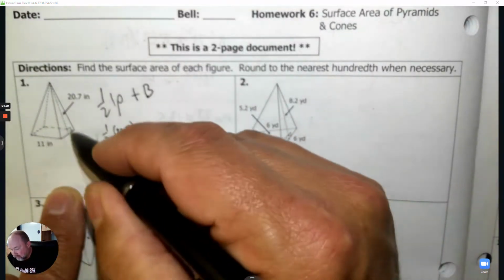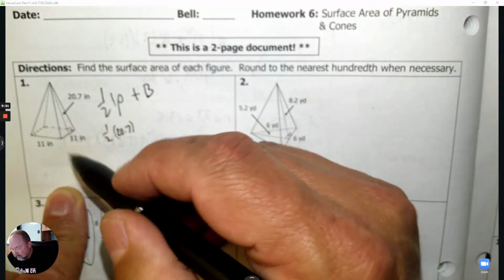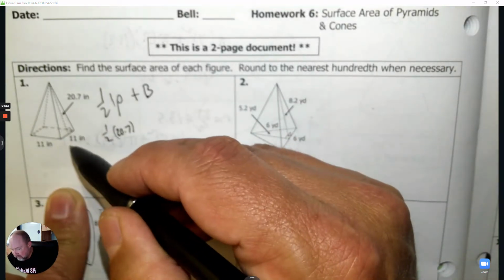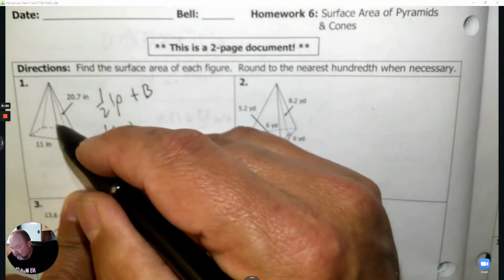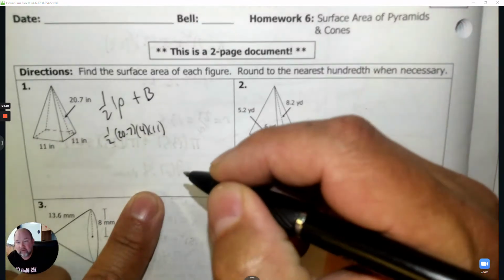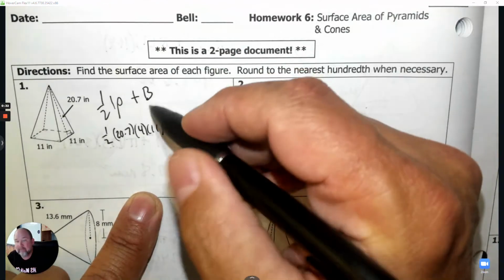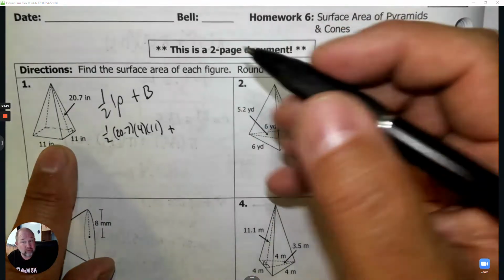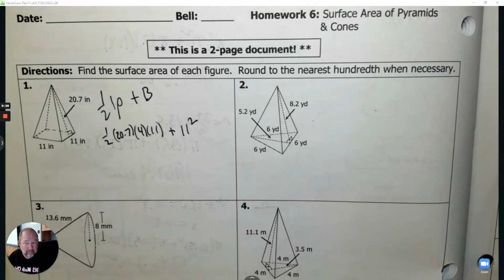P is the perimeter all the way around. So this is a square, so the perimeter is 11, 11, 11, 11, or 4 times 11. This is one step. And then B is the area of the base, which is a square. So you take one side and you square it, and then that's what you would type in your calculator.